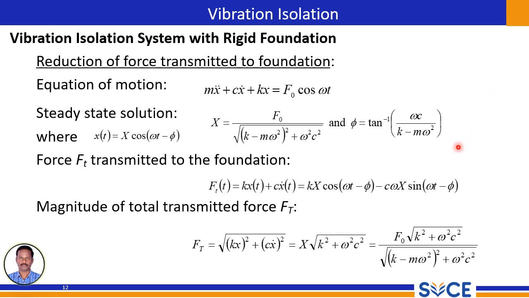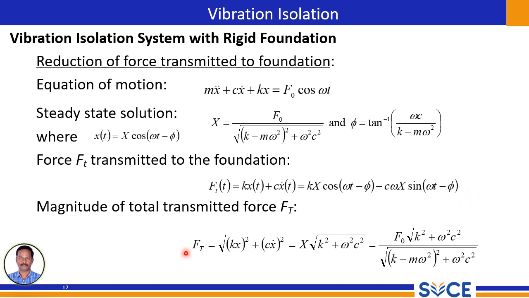The force F_t transmitted to the foundation is given by F_t equals k x of t plus c x dot of t, which can be further expressed as k x cos(omega t minus phi) minus c omega x sin(omega t minus phi). This equation shows that the transmitted force is a function of the displacement and velocity of the mass as well as the stiffness and damping of the isolators.